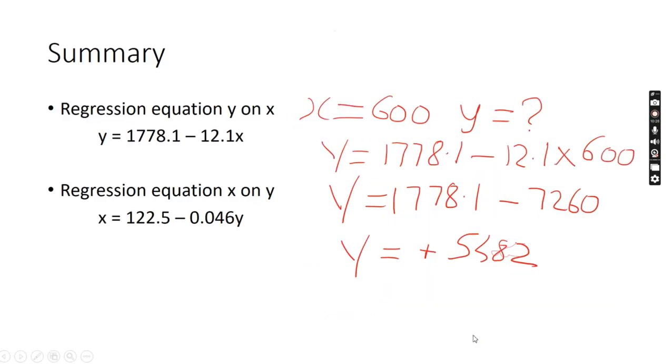So in summary, these are my two equations, y on x and x on y. Now, if I want to predict what would be the value of y given the value of x, that is 600, I put it in the first equation and the value of y is 5482. Let me also show you how this can be calculated using software. For this, I will be using my Jamovi software.